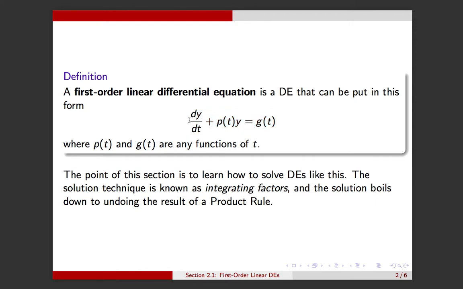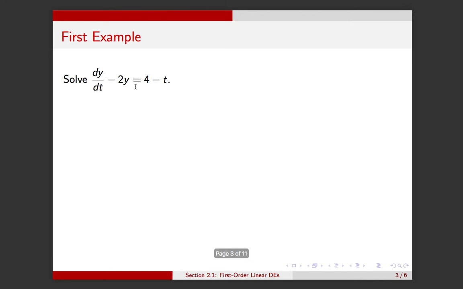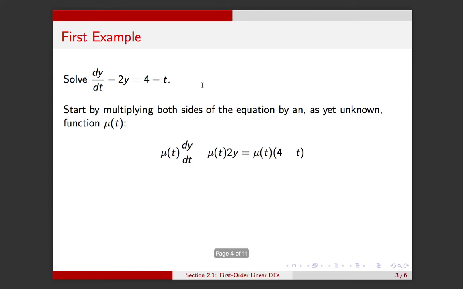Notice there's a 1 on the dy/dt, right? There's a 1 coefficient on the dy/dt. You have a function of t there, just a constant function. So like p of t equals negative 2. I guess there's a negative there. And on the other side, g of t is 4 minus t.